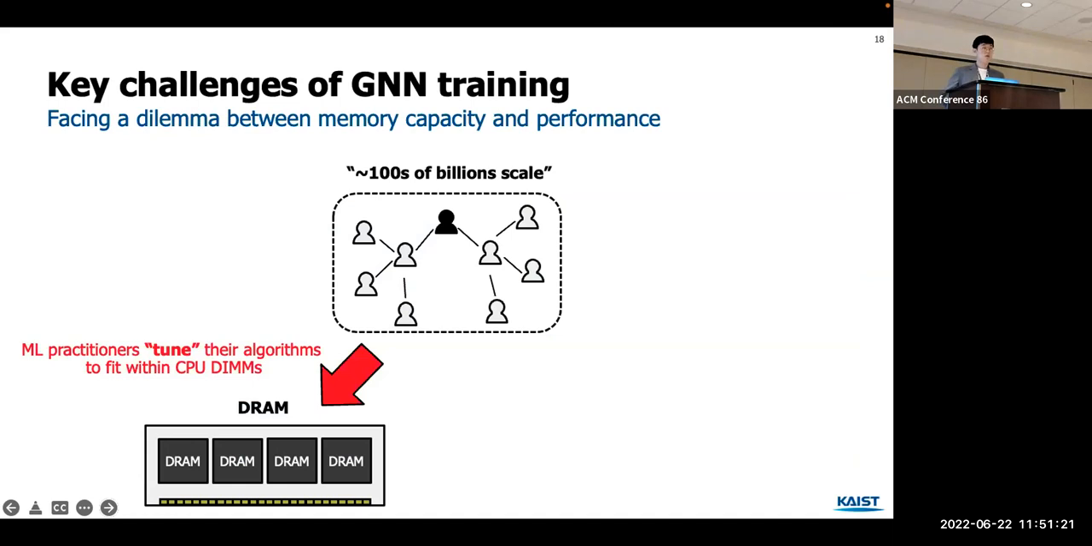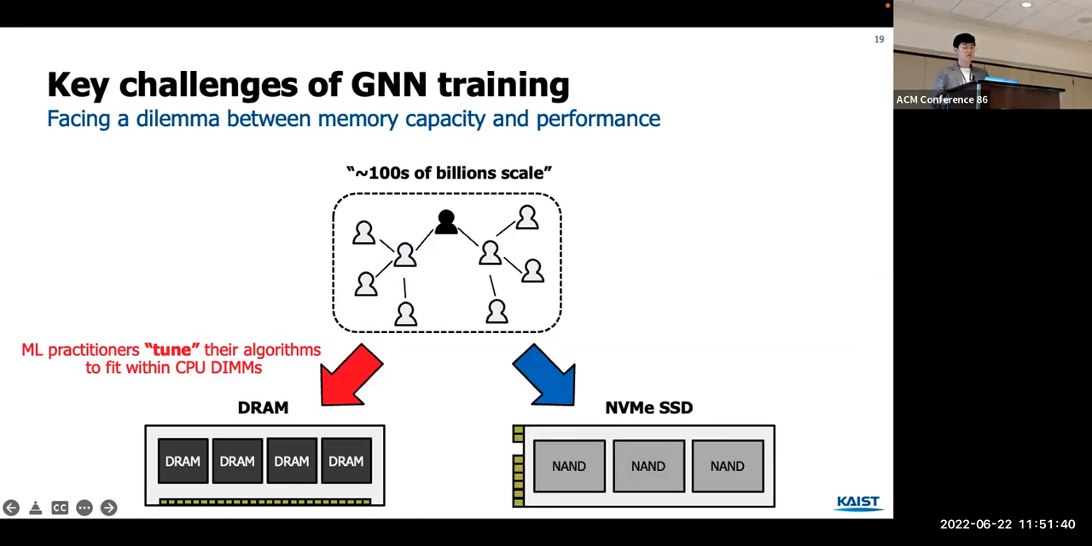So now that we covered the basics of the in-memory training model, let's come back to the key challenge of GNN training. Graphs are memory hungry, but the in-memory training model forces ML practitioners to tune their algorithms to fit within CPU memory.